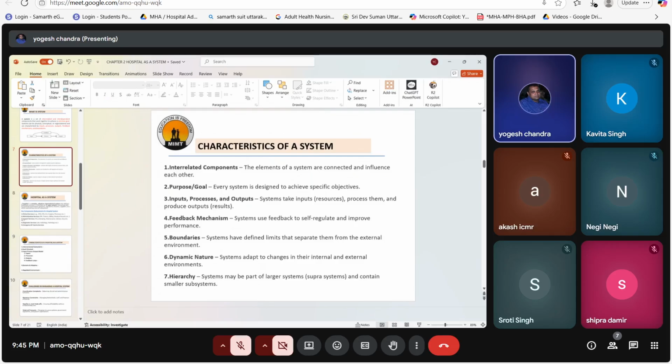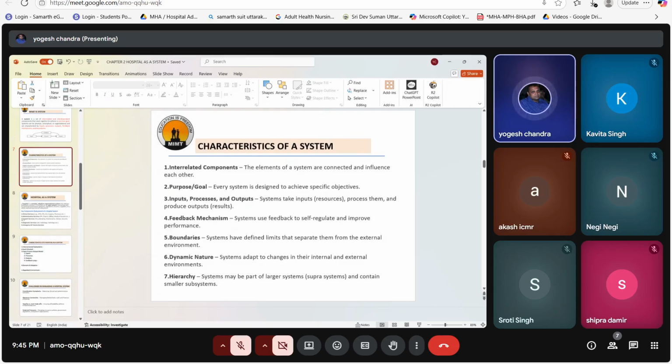Hierarchy is always there if there is a system. Some supra system may be there, and some smaller system may be there. If you take our body, it is something like an organization, and in the organization there are a lot of systems: gastrointestinal system, cardiovascular system, central nervous system, urogenital system. All those kinds of systems are there, so they are part of the system. And in the urogenital system there are various subsystems.